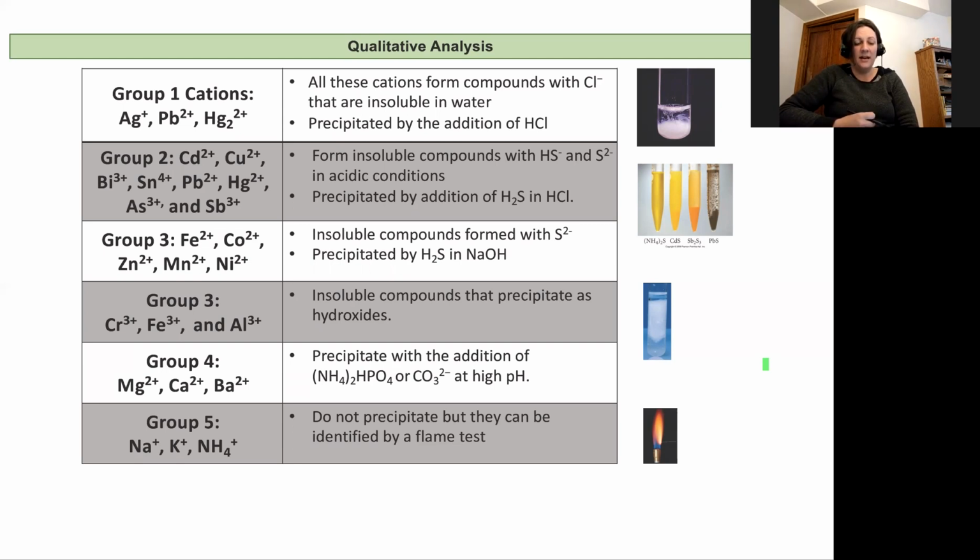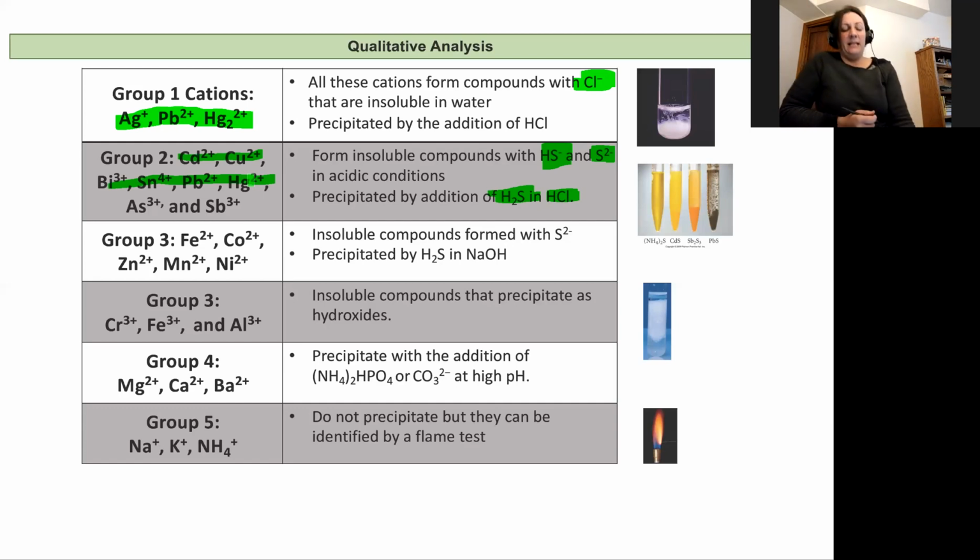So looking at this, this is a summary of what we saw before in the previous slide as well, that our cations like silver, lead, and mercury are going to form insoluble salts with chloride ions. So we can do that with the addition of hydrochloric acid. We can also do that with the addition of chloride ion. Then we have insoluble compounds that form when there's hydrogen sulfide or sulfide around with acid. And so these require the addition of acid along with the hydrogen sulfide to form. And that's cadmium and copper and bismuth and tin and lead and mercury and arsenic and antimony, SB, antimony.